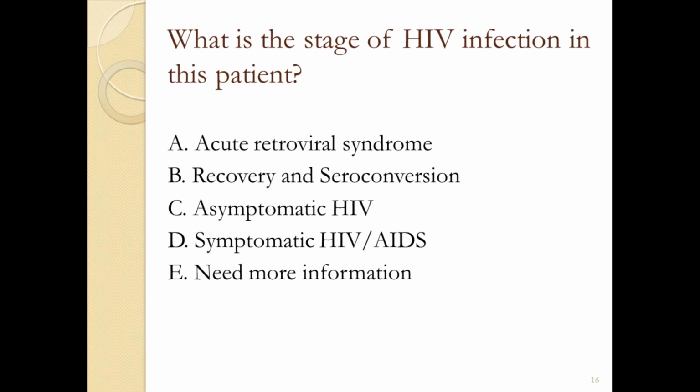So we have our patient who has oral thrush. What is the stage of HIV infection in this patient? A, acute retroviral syndrome, B, recovery and seroconversion, C, asymptomatic HIV, D, symptomatic HIV/AIDS, or E, you need more information. What do you think?